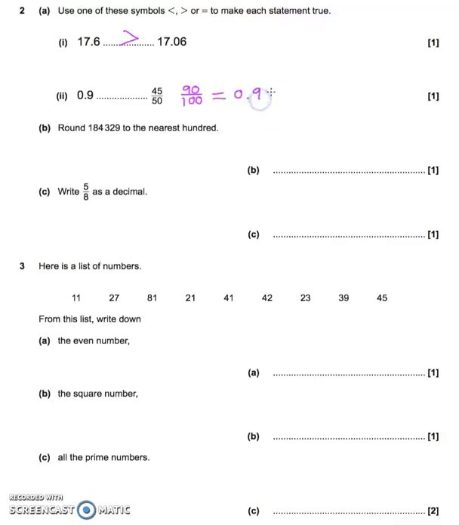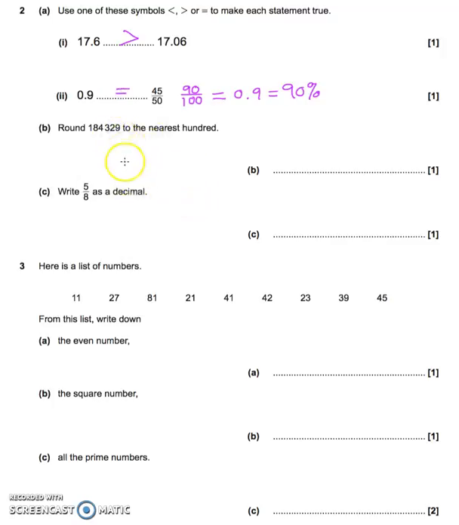If it was a percentage, obviously it would be 90%. So it's understanding your conversion between your fractions, your decimals, and percentages there. Okay, so we've made this fraction, and we can then say it's equal to 0.9.